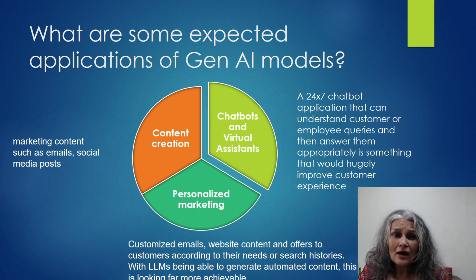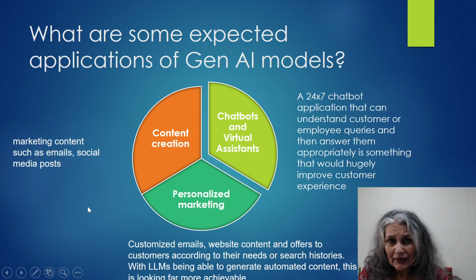Now, coming to what are some expected applications of generative AI models. The sky is the limit, or as many as there are business processes. We can expect AI to be deployed in almost any business process, maybe not end to end, but for some steps definitely, which can be automated. However, we can break up the kind of applications into three broad buckets. The first is what we call content creation. This consists of things like creating marketing content, emails, drafting social media posts, etc.